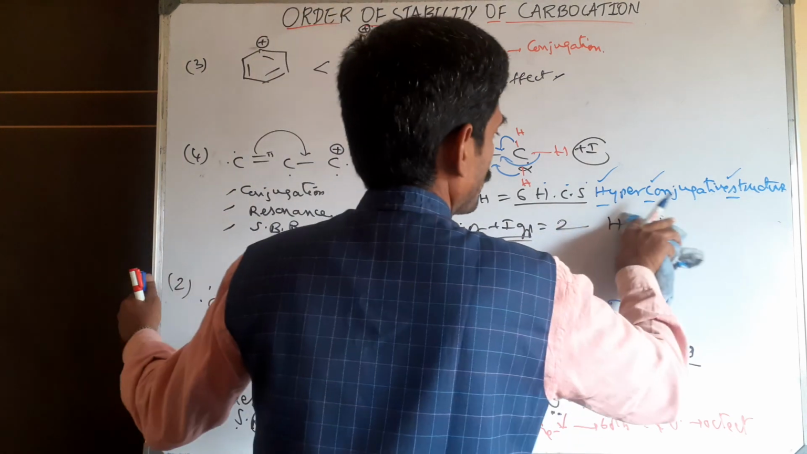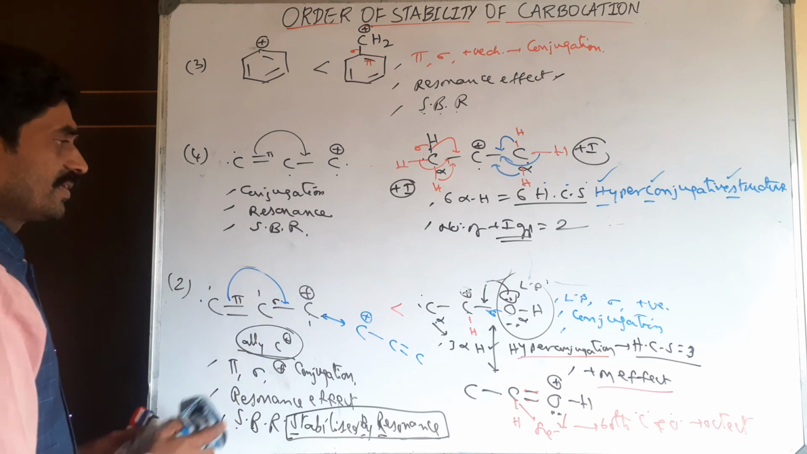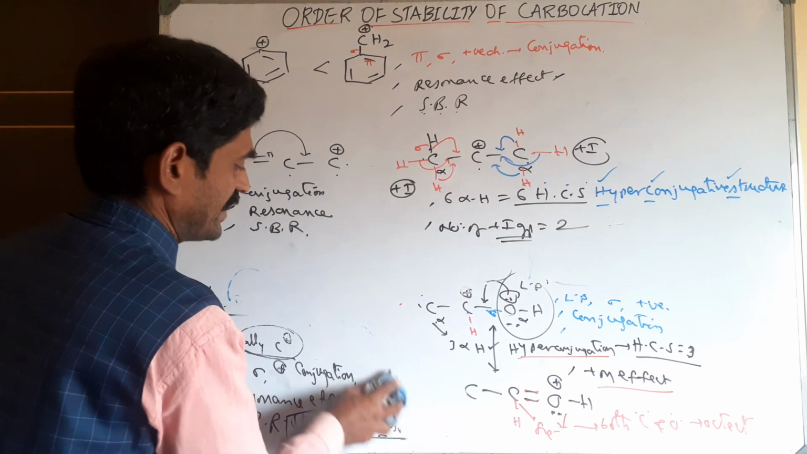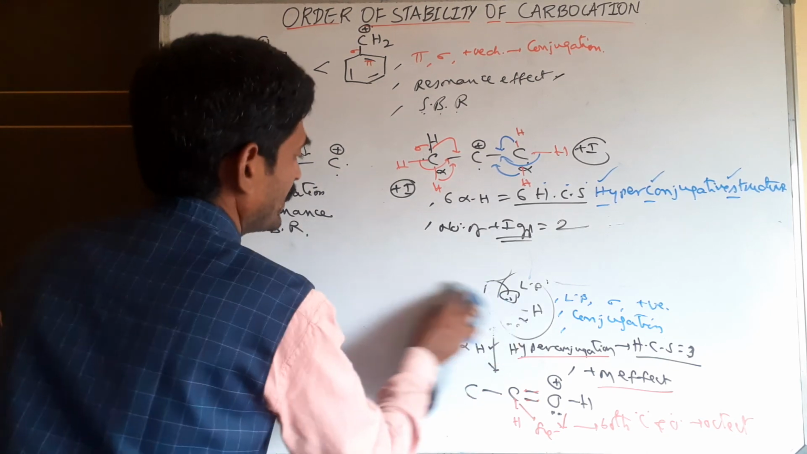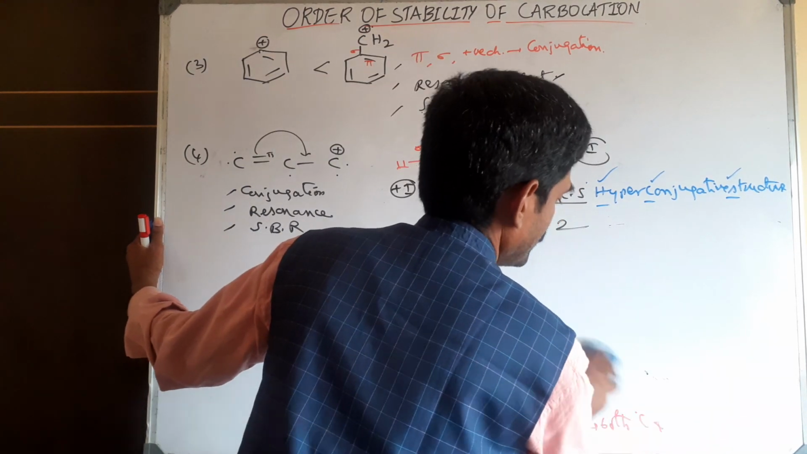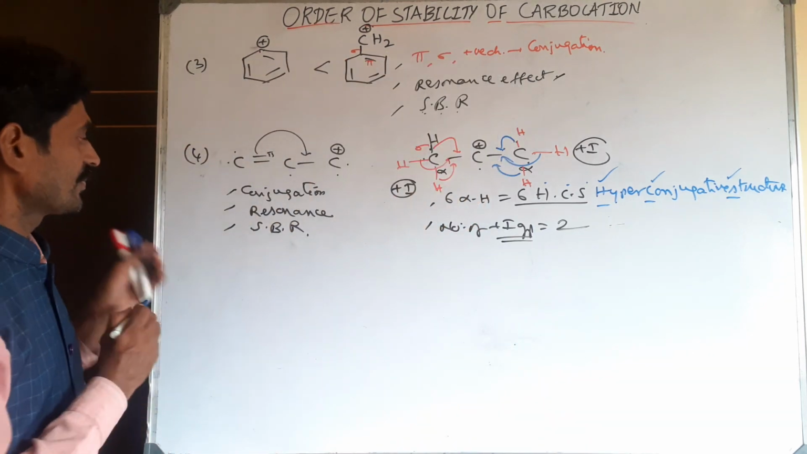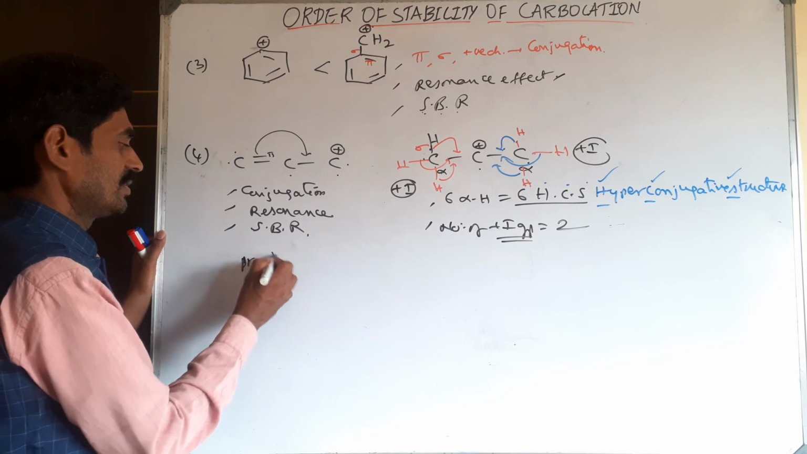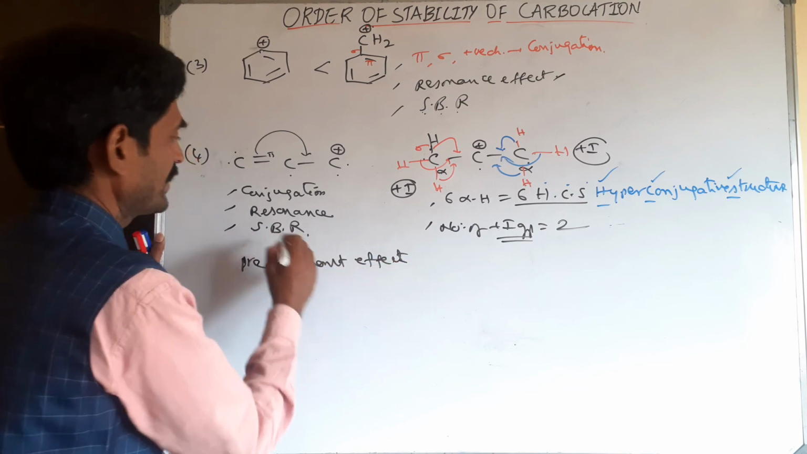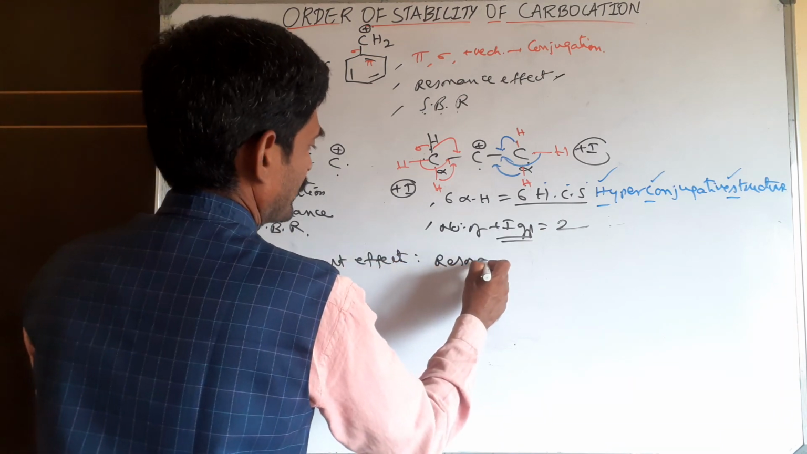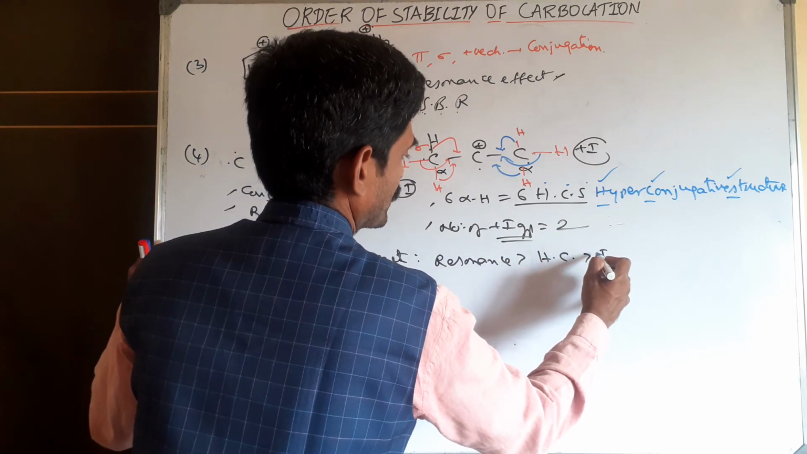But the predominant effect is which one? If in the given pair one molecule is exhibiting a resonance effect and another molecule is exhibiting hyperconjugation and inductive effect, the predominant effect is resonance effect. This point you have to keep in your mind, my dear students. The resonance effect is predominant over hyperconjugation effect, which is predominant over inductive effect.